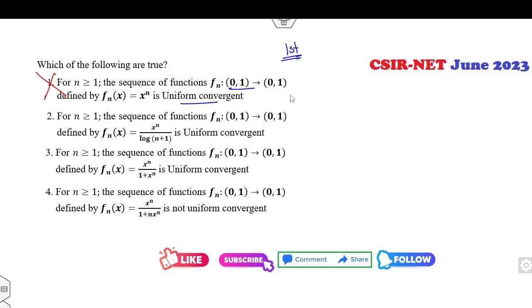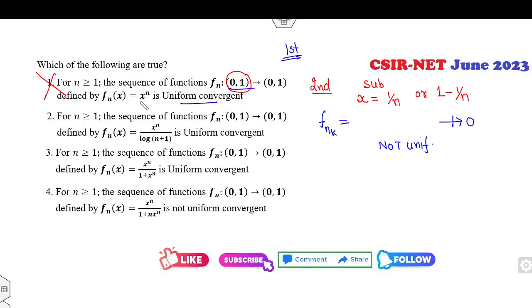What is the second method? To discard the options, you can take a subsequence. From this domain, take any subsequence, 1 over n, or you can choose 1 minus 1 over n. That's your choice, and then you can define the subsequence. If it does not go to 0, then you can say the sequence is not uniformly convergent.